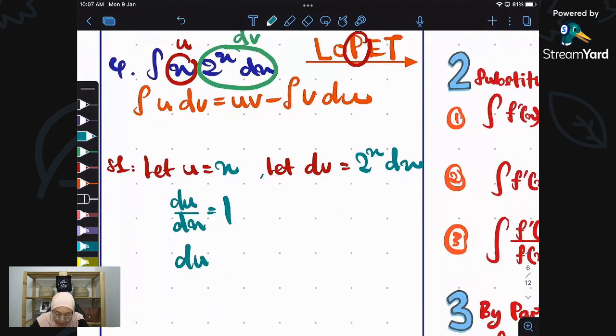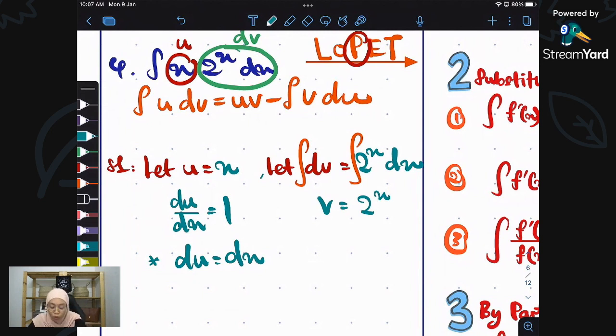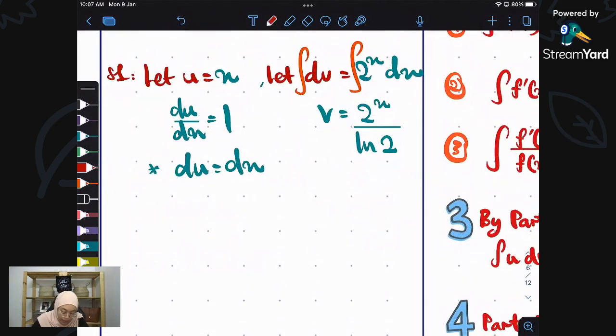As I said, dalam by parts, kita kena jadikan du pula sebagai subjek. Okay, jadikan du sebagai subjek, and then akan bagi kita dx. On the right hand side here, kita perlu integrate both sides. Okay, remember this technique, integrate both sides untuk dv, and it will give us v semata-mata. And here, when you integrate 2^x, it will give you 2^x over ln 2. Okay, tak perlu lagi letak plus c, no need just yet. Sabar dulu.